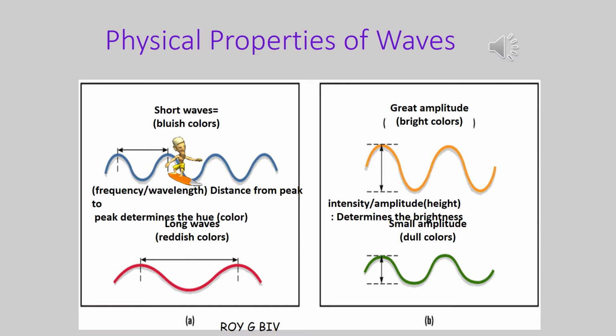On the other hand, we look at the amplitude, which is the intensity or the height of the wave, how large the wave is. The intensity or amplitude or height of the wave will determine the brightness of the colors that we see. High amplitude, high intensity, very high waves will give you your brighter colors, whereas a low intensity, low amplitude, smaller waves will produce a more dull color.